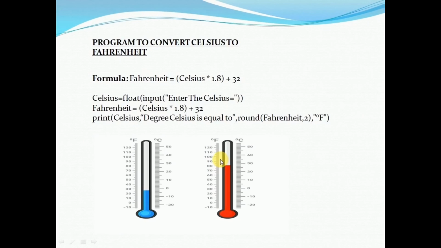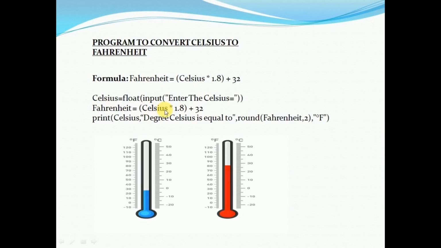Hi guys, today we are going to see a Python program to convert Celsius to Fahrenheit. We know the formula Fahrenheit is equal to Celsius into 1.8 plus 32. Let's see the program. Celsius is a variable holding a float input string value, enter the Celsius is equal to. So we need to enter a value while executing the program.